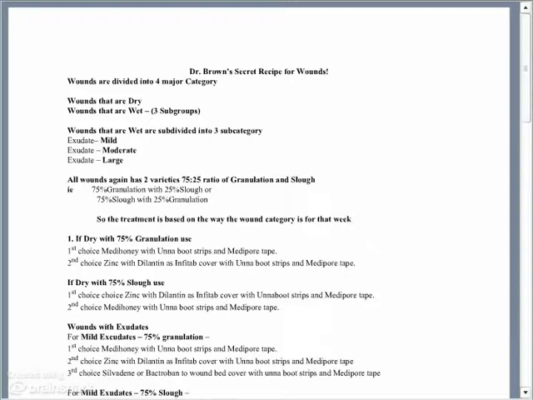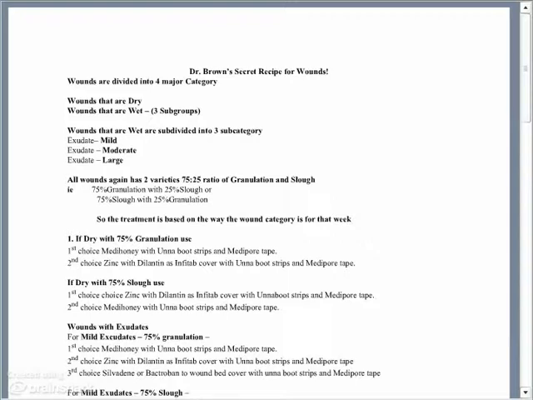But if we sense a patient bleeds a lot, then we pull back and take away the Dilantin, rotate it, and bring it back once the bleeding is better. So that would be my second choice, and it would be the same cover with Unna strips and Mediport tape. And if there is 75% slough, I would reverse the process. I'll use zinc and Dilantin first, and then I'll do the Medihoney as a second choice.